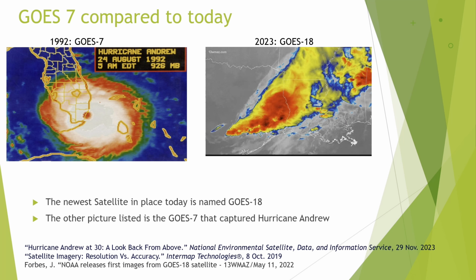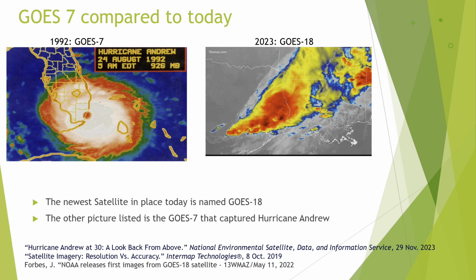Right here, I'm going to be comparing GOES-7 to today's current satellite, GOES-18. As you can see in these two images, there's a big difference between the two. The picture on the left was the image that GOES-7 captured of Hurricane Andrew in 1992, and the picture on the right is an image of a storm captured by GOES-18. As technology has advanced over the years, GOES-18 has a higher resolution and quality of picture compared to GOES-7.